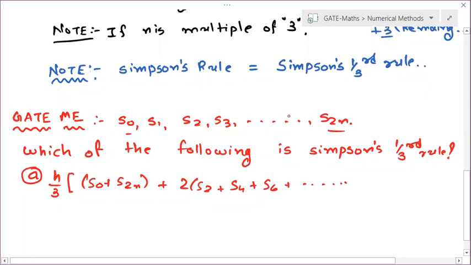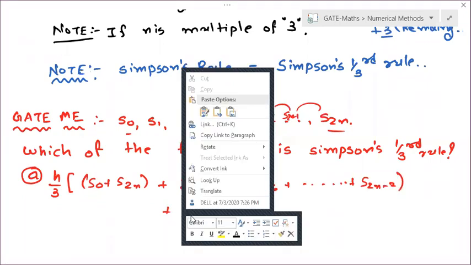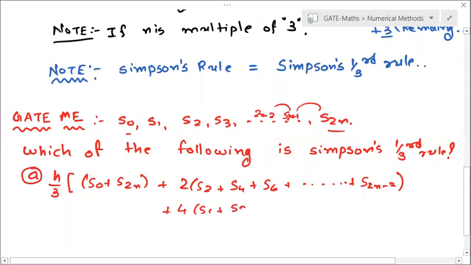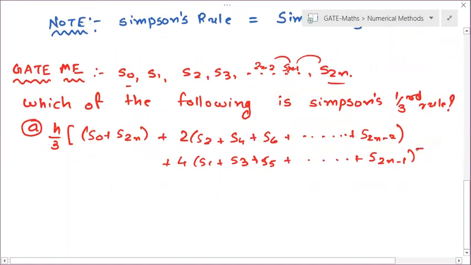So if 2n is even, its previous term 2n minus 1 will be odd, and 2n minus 2 will be even. So this will be till s2n minus 2, plus 4 times s1, s3, s5 up to s2n minus 1. Okay, because the last odd term will be s2n minus 1. So this is our answer. B, C, D, they can give you anything.